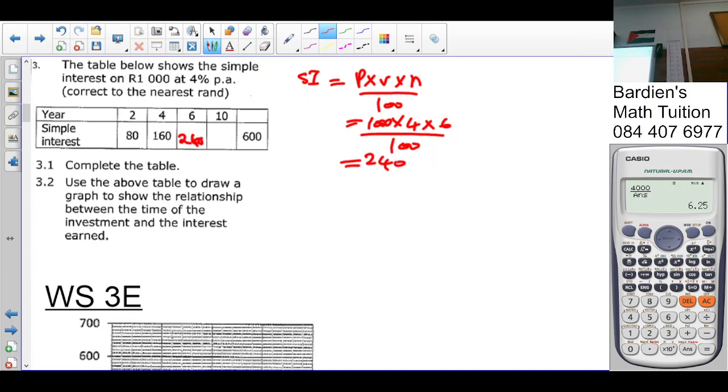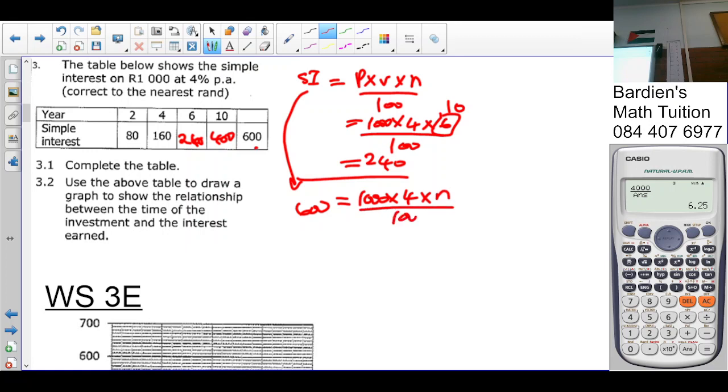Okay. The next one? Same story. So this is going to be now 10 years, not so? Yes. So it's going to give you 400. Yes. Right. The next one? Now you see here they gave you the simple interest, so I'm working in reverse now. So the simple interest is 600, I'm using that formula now. 600 equals, what's my P value? 1,000 times your rate, which is 4 times N, over 100.